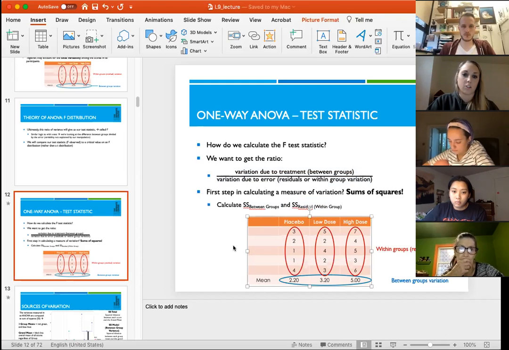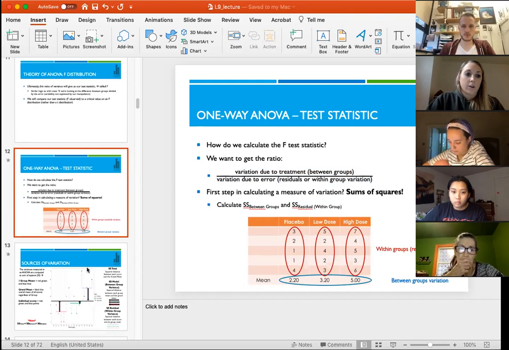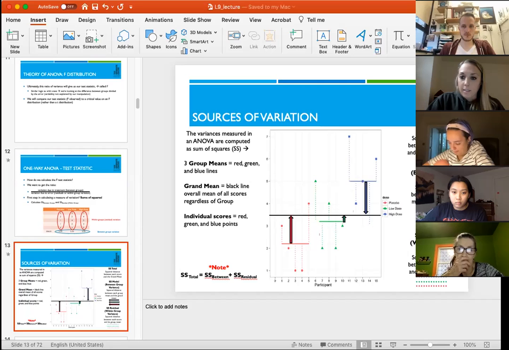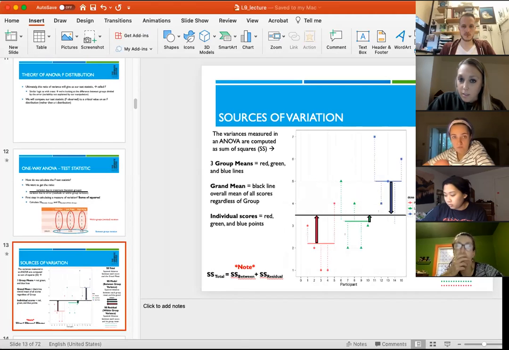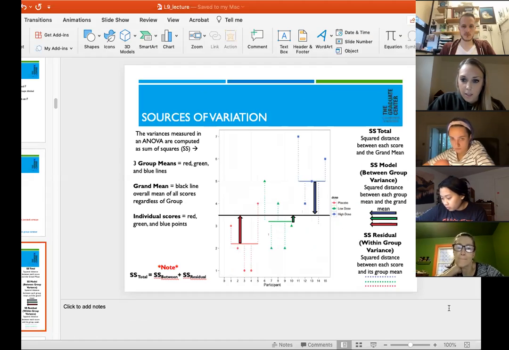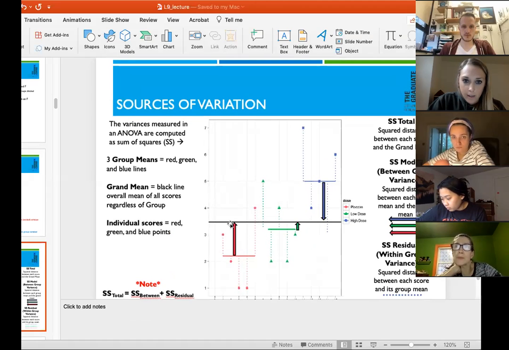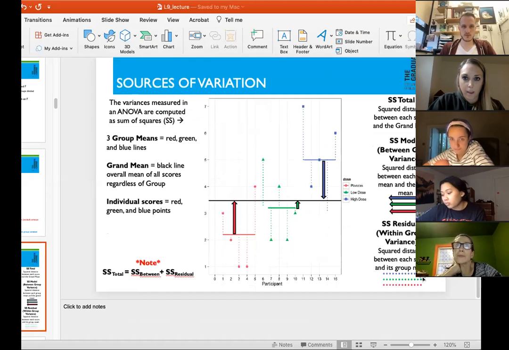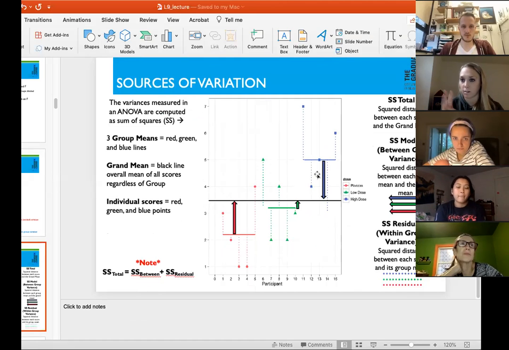You'll see those used interchangeably. So just to visualize this, I'm going to zoom this in a little bit so you can see it. Can you see those little individual dots? Okay. All right, so imagine this is our data set. Imagine we have three groups: a placebo, a low dose and a high dose. The placebo data points are in red, the low dose are in green, and the high dose are in blue.